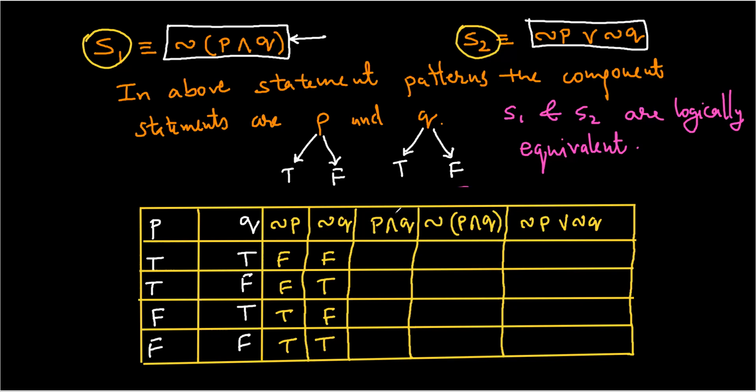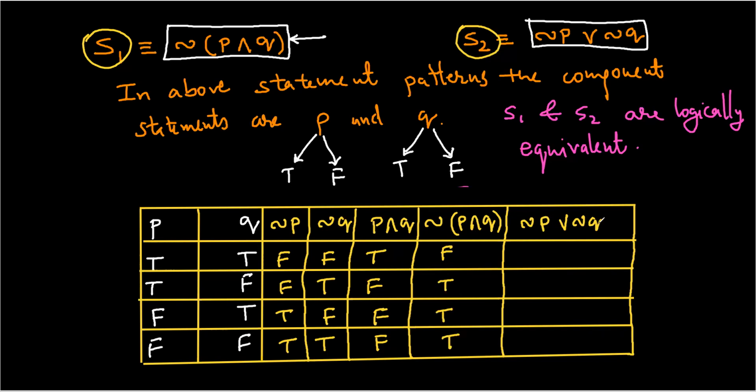Now I have to go for P and Q. What is the law for P and Q? P and Q is true when both P and Q are true. In all other cases, it is false. So see, P true, Q true, then true, and in all other cases, it is false. No need to worry much. Just follow the law. Then negation of P and Q. So P and Q is true, so this is false. And elsewhere it is all true.